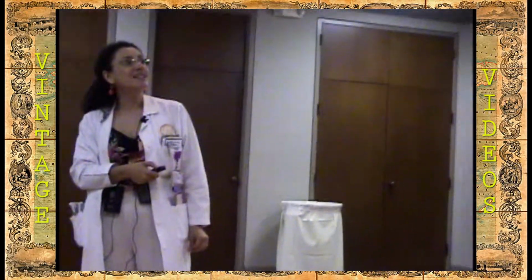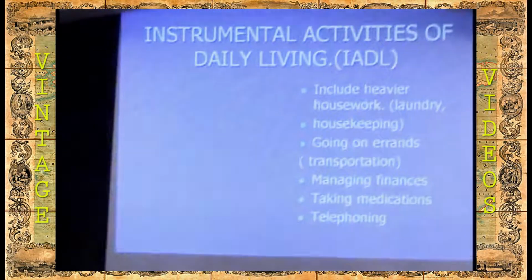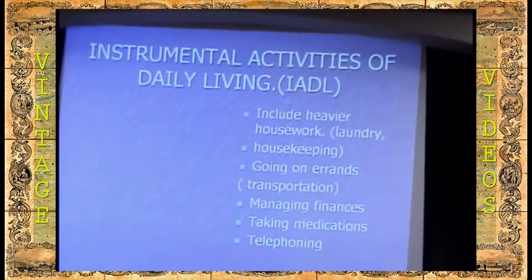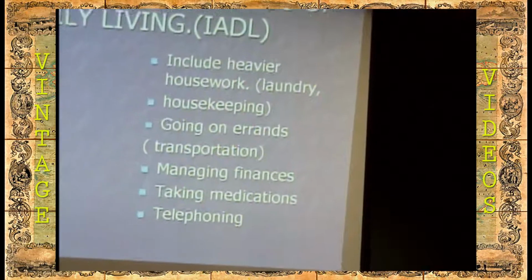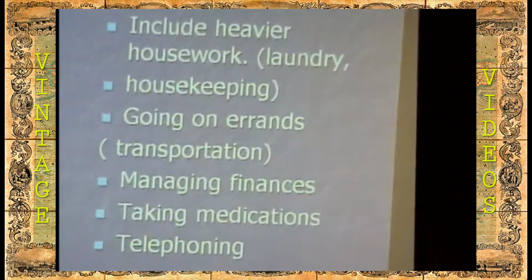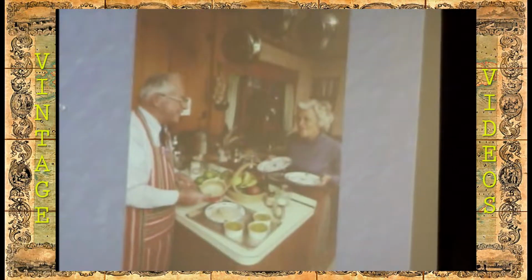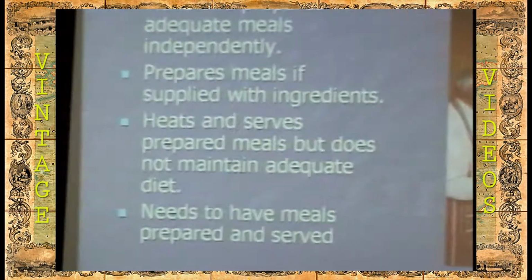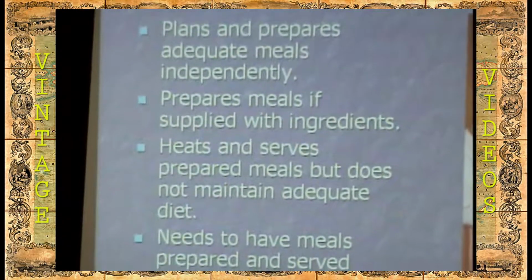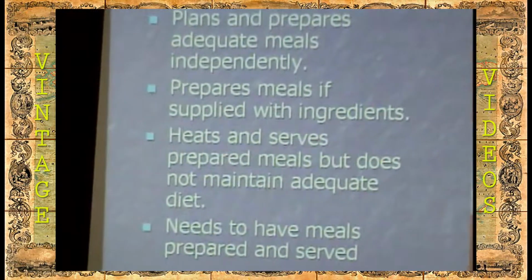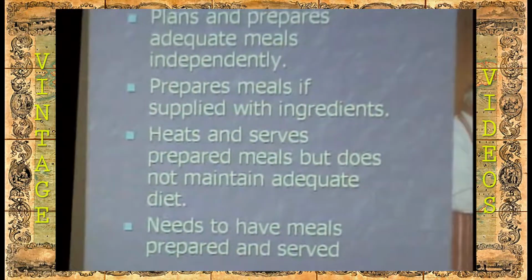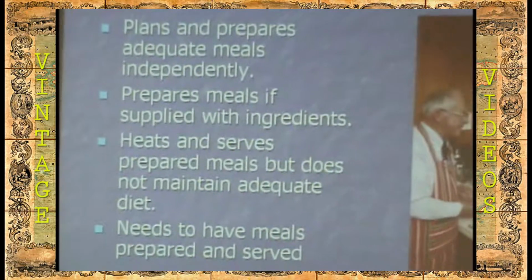The instrumental activities of daily living is what we talk about as the social dimension, the things that let you reach the outside. So they include heavy housework, laundry, housekeeping, going on errands, transportation, telephoning, preparing meals, and again, the degree. And we go back to our dietitian: how much are they getting to meet their needs in terms of nutritional status? Can they prepare all the meals?